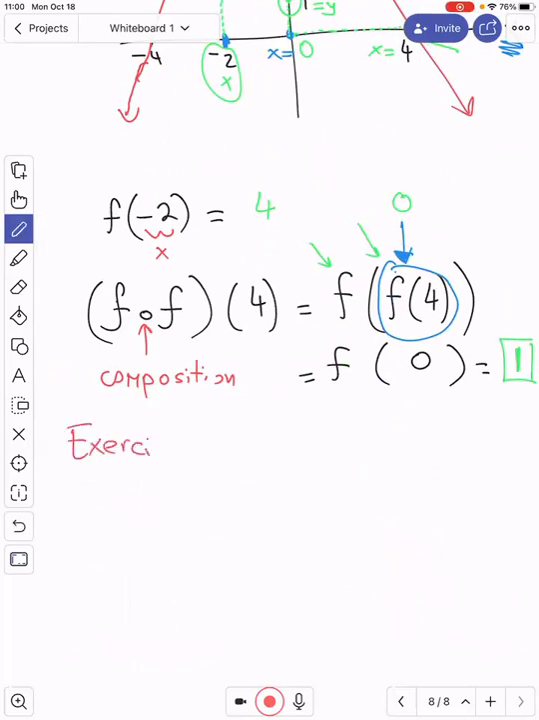So for exercise number 4, guys, we need to see if the function is even, odd, or neither.